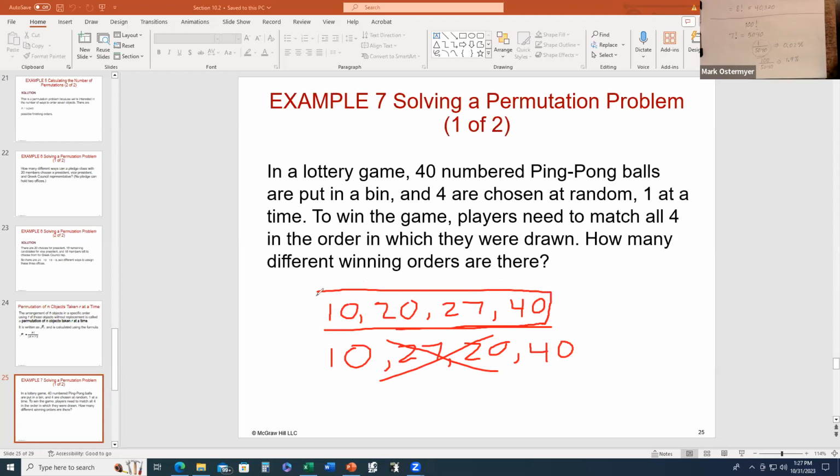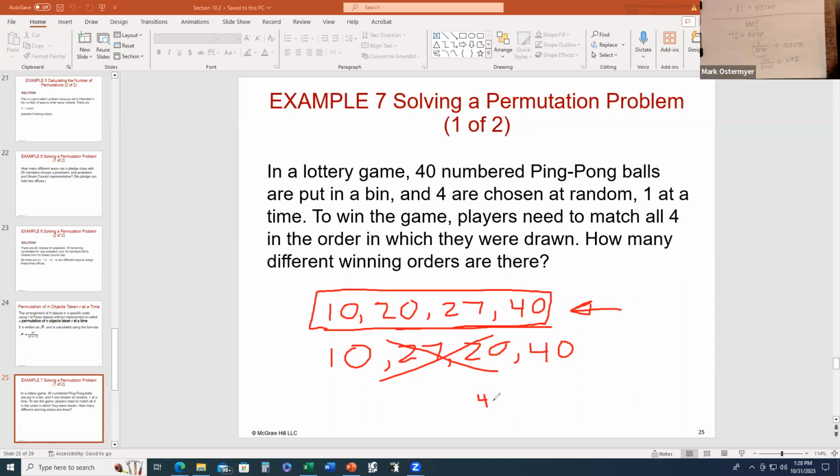Stop and think, ladies and gentlemen. With 40 different numbers, how many different ways are there to arrange 40 different numbers 4 at a time in a specific order? Would you think that number is going to be big or small? You think there's a lot of arrangements here or not many? Big? There's a large number of possibilities. Do you agree? Let's find out exactly how many. It's easy to do that.